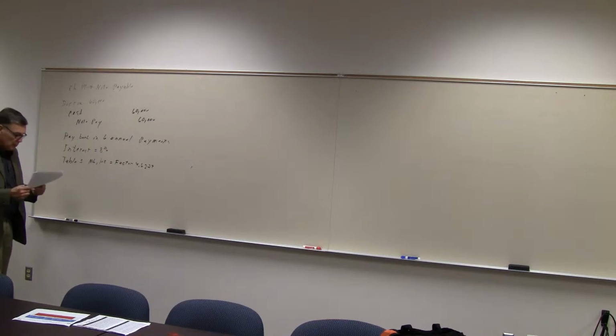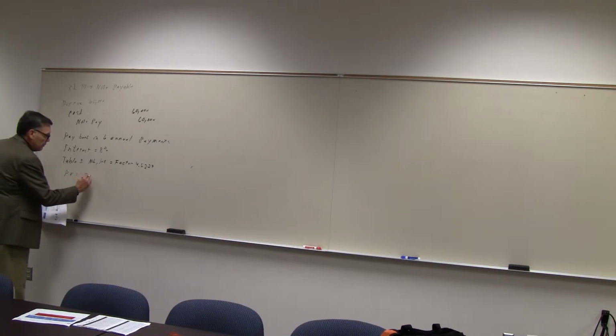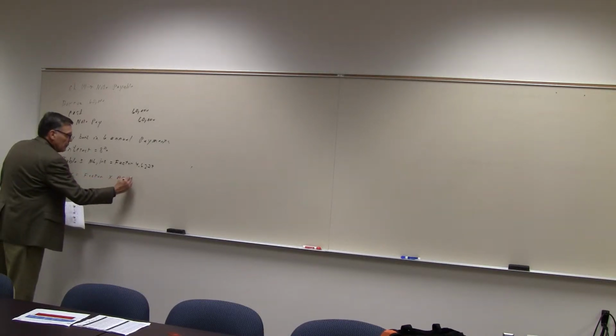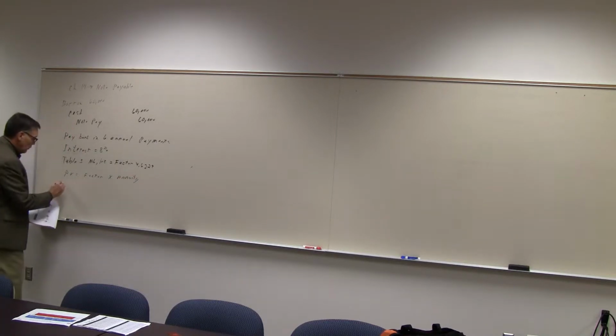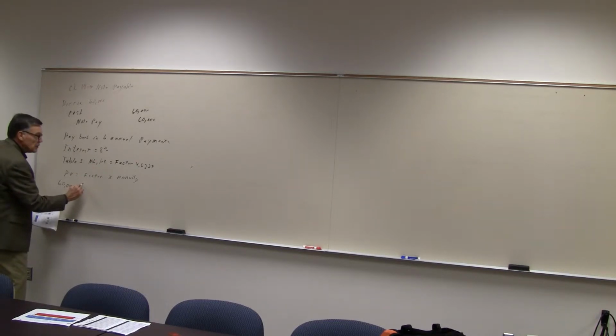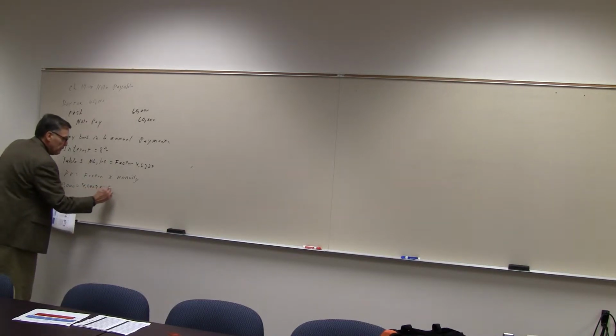Let me show you how we're going to use the factor. The present value equals the factor times the annuity. The present value of the annuity is $60,000. The factor for 8% over 6 payments is 4.6229, and we're looking for the annuity.